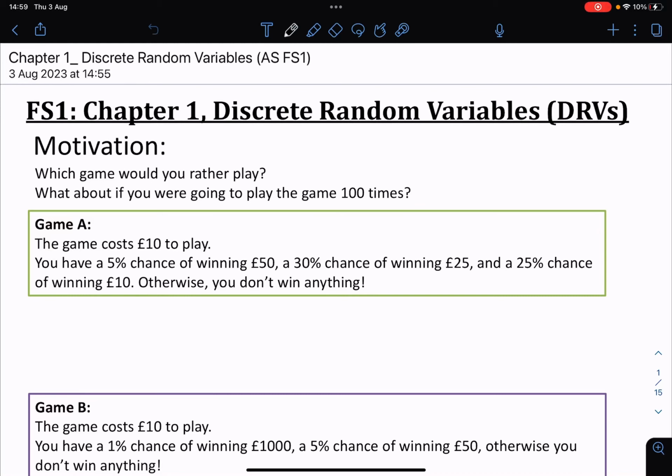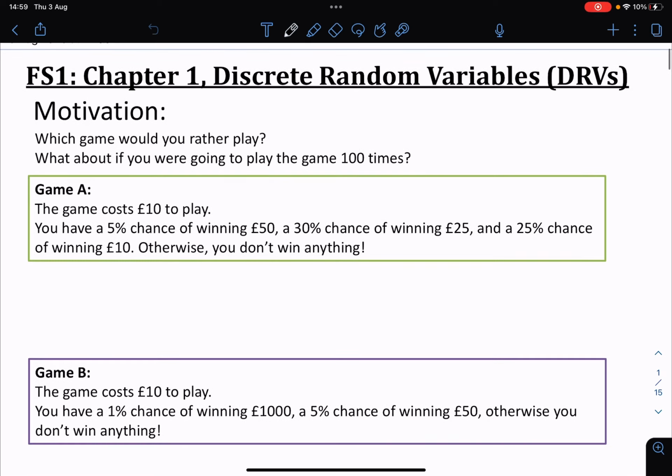Okay, so in this chapter for Statistics 1, we're going to be looking at discrete random variables. So the idea is, which game would you rather play? We've got two games here. We have game A, which costs £10 to play. You have a 5% chance of winning £50, a 30% chance of winning £25, and a 25% chance of winning £10. Otherwise, you don't win anything.